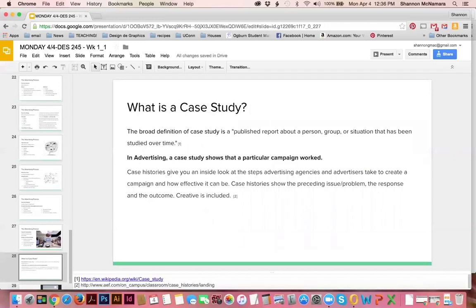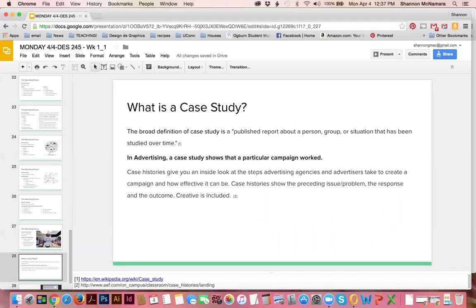So now, case study, which is what you will be writing about during your discussion post this week. So what is a case study? The broad definition of a case study is a published report about a person, group, or situation that has been studied over time. So in advertising, because that's what we're studying, a case study shows that a particular campaign worked, or maybe that a particular campaign didn't work. It's the case study on that campaign.